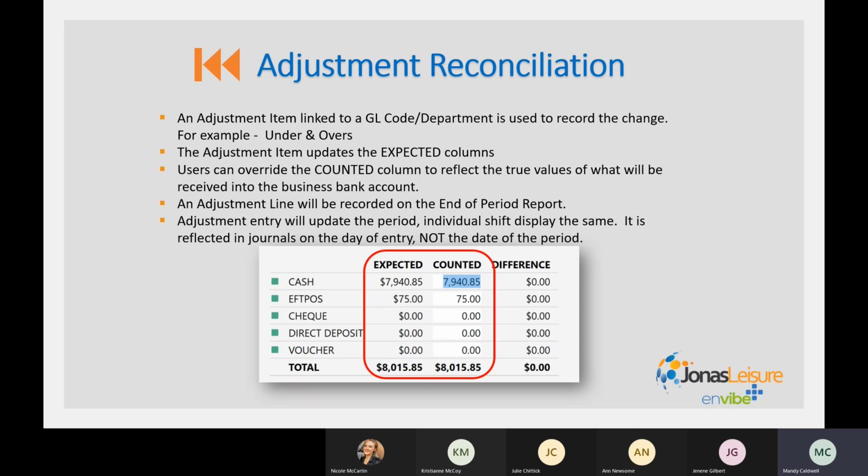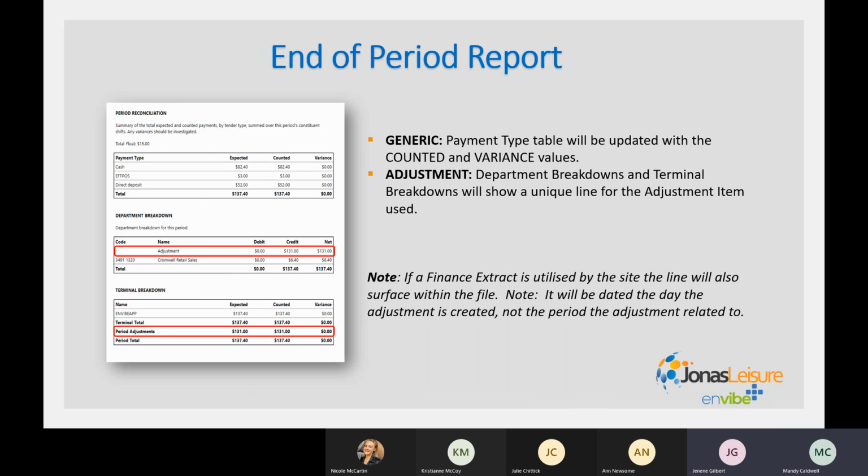So what we're going to do, and we'll have a look at it shortly, you'll go in, you'll re-reconcile so that the expected and the count matches. That difference will then go into the adjustment item, which will flow through to your unders and overs account. Now, let's have a look at the end of period report, because we want to see there in our accounting where that's coming through. So you'll see here adjustment, and it's highlighted here.